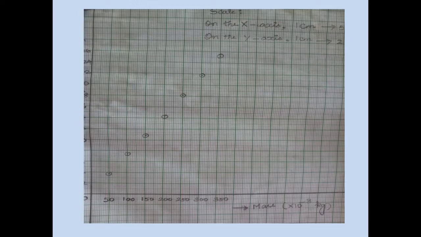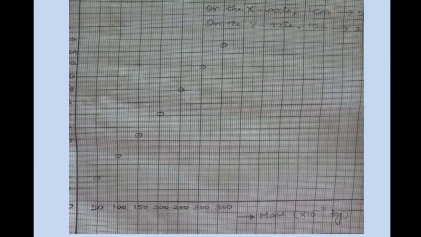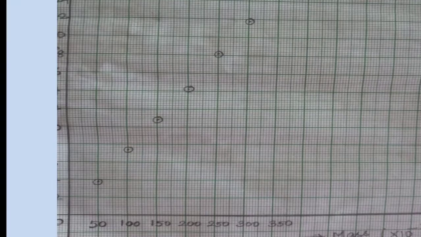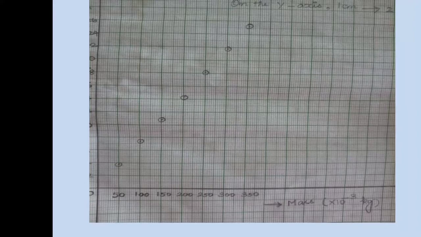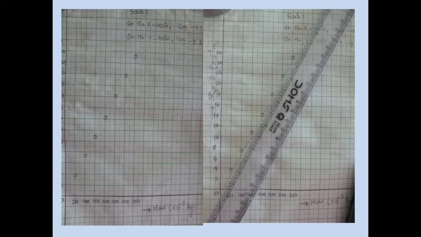Next, we have to plot the scale readings corresponding to every weight. For 50, it is around 3.9 and for 100 it is around 6.8, I think. It is tabulated there in the tabular column. We have to plot this graph. If we plot it, we will get points like this.